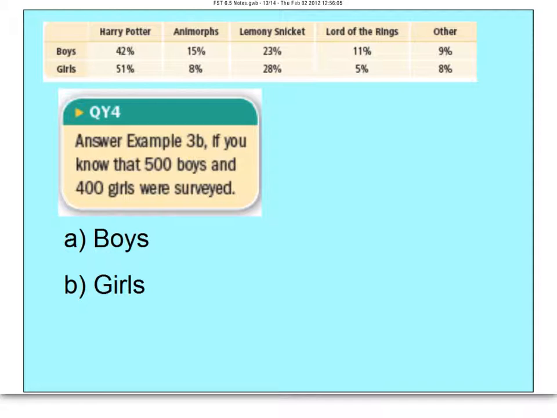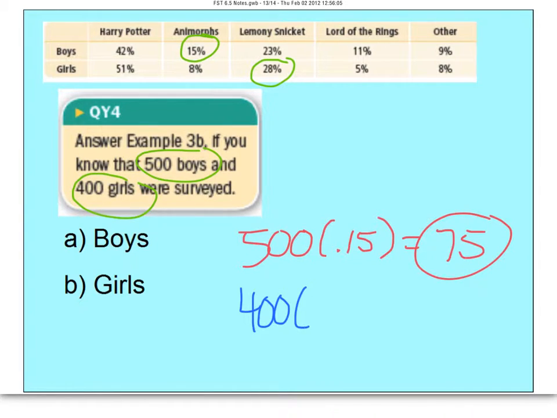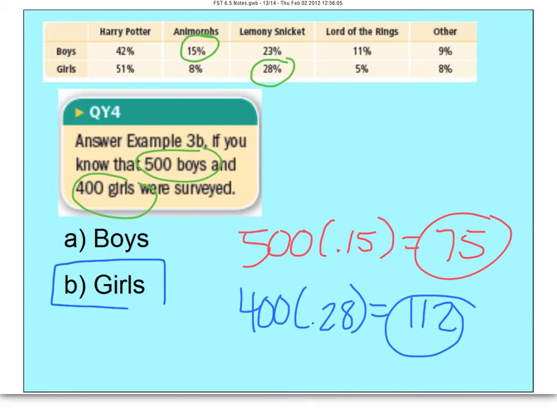Knowing that, they're now going to give us more information. What if there were 500 boys and 400 girls? For Animorphs and for Lemony Snicket, we can compute that. For the boys, there were 500 boys and I want 15% of that. You guys, 15% of means multiply. If you multiply that, that's 75 boys. Now for the girls, we do the same thing. There were 400 girls, and 28% of them preferred Lemony Snicket. That's 112. So the answer here is clearly that more girls preferred their book.